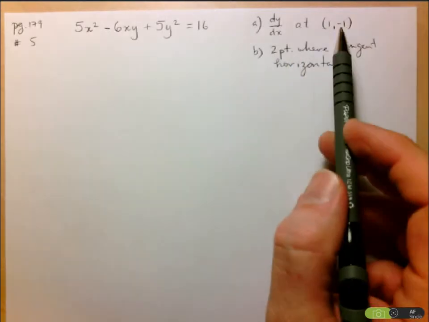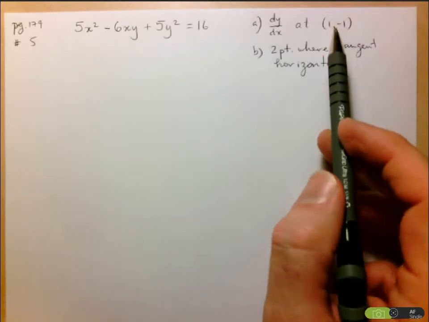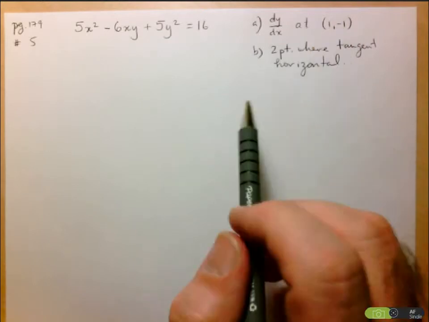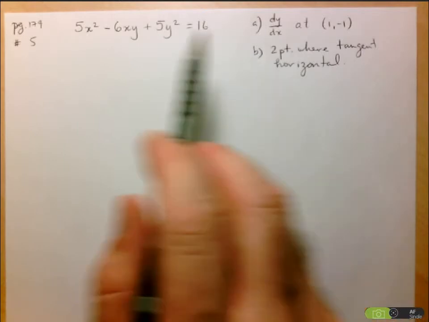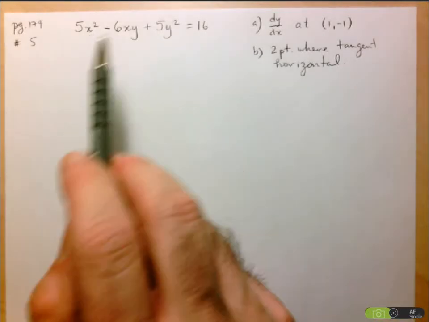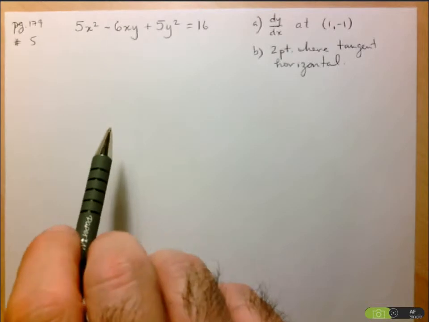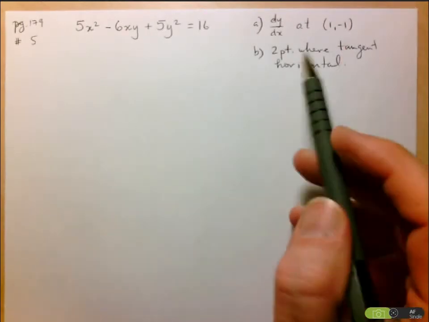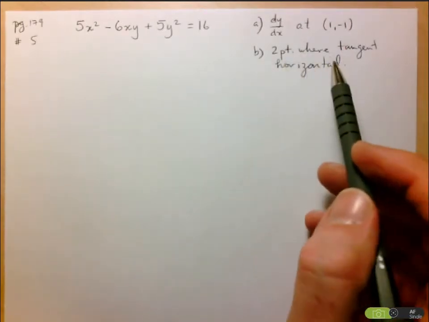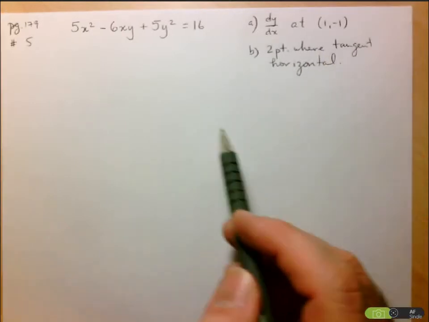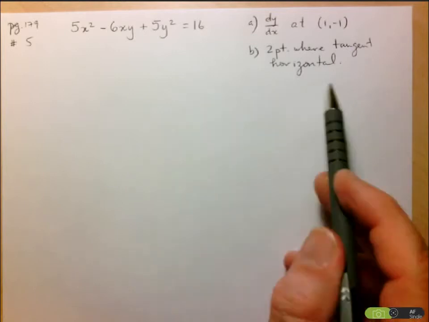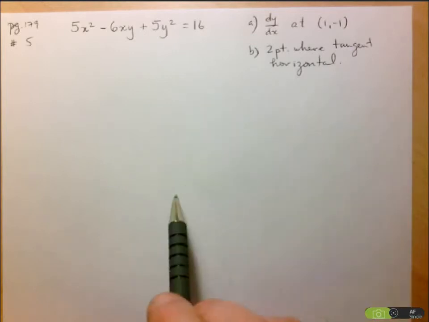In part A, they've actually done us a favor by giving us the y value at the given x value, so we don't actually have to go find that, since it's likely that the derivative will have the y variable included in it. And then in B, two points where the tangent is horizontal, think about the shape of an ellipse. Not surprising that you would have two places where the tangent is horizontal.